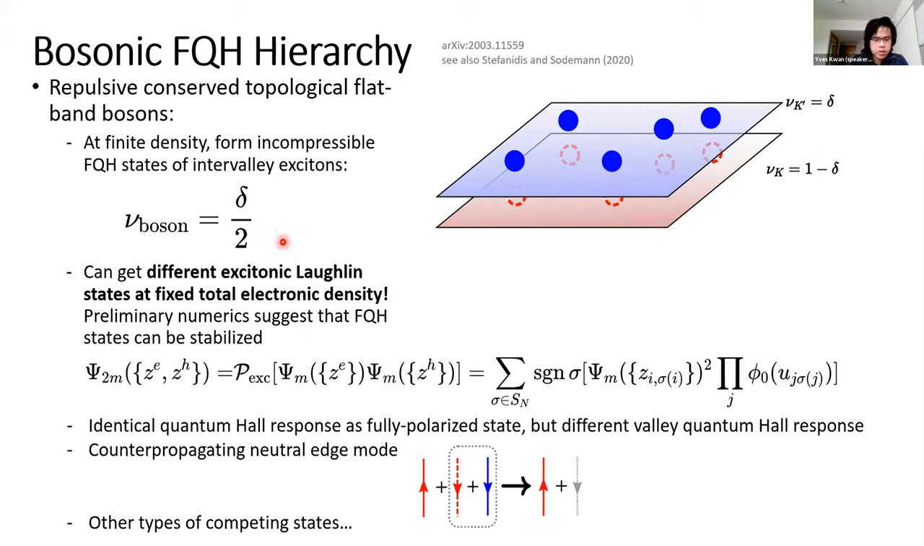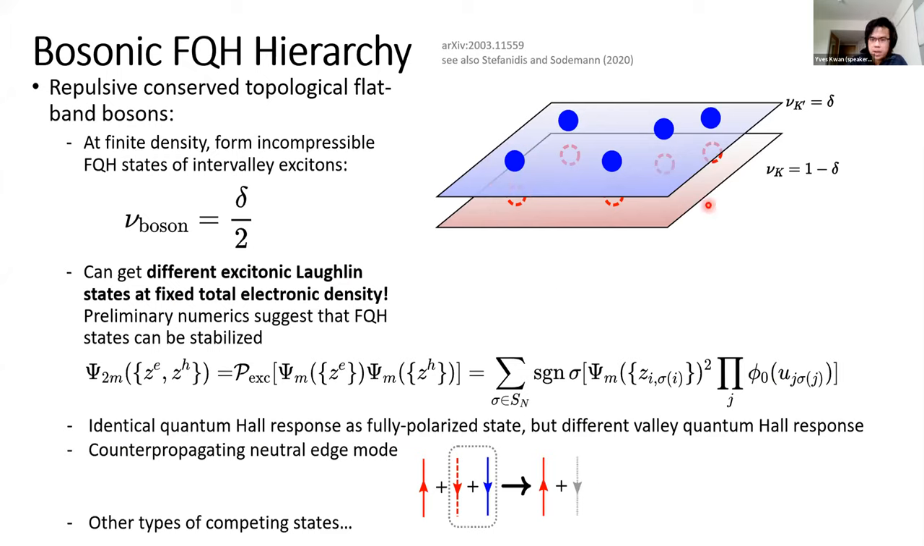I also want to make some statements about the properties of these states. One thing about these excitonic Laughlin states is that they have the same quantum Hall response as the fully polarized quantum anomalous Hall state. That's basically just because these excitons are charge neutral. However, they have different valley quantum Hall responses because these intervalley excitons carry valley charge.